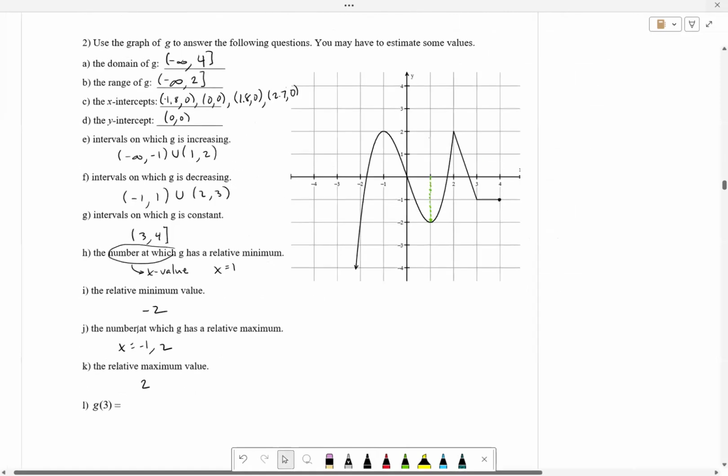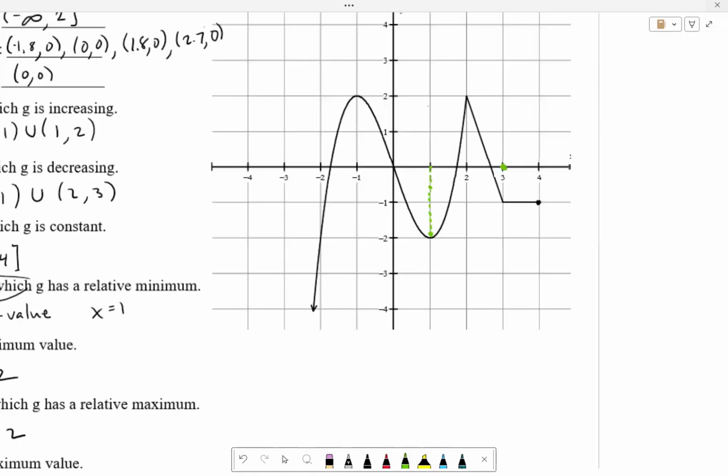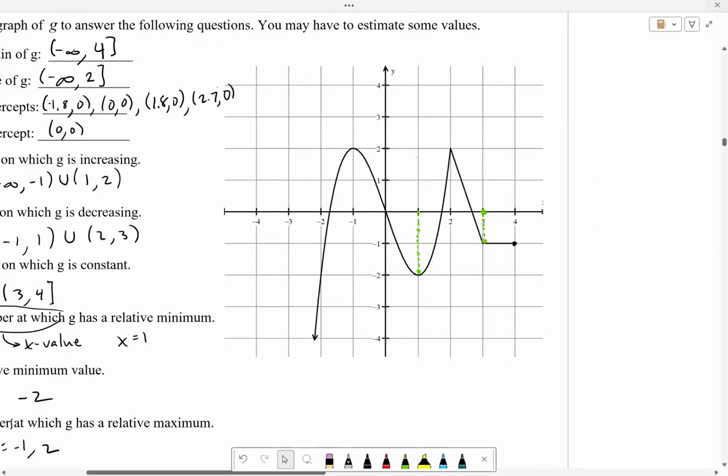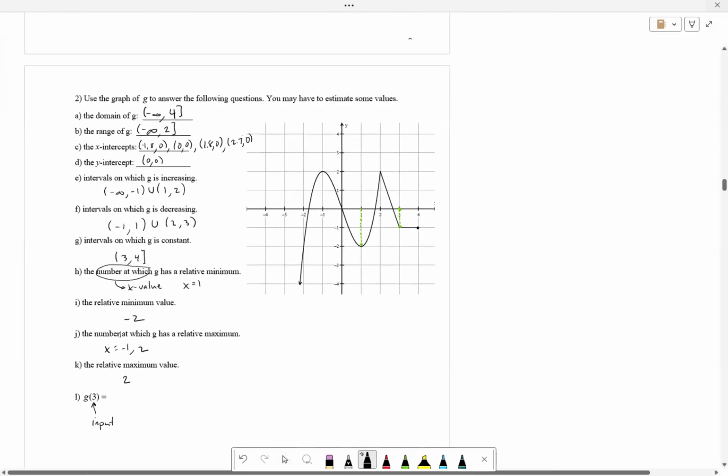And L, g of 3, that's just saying that 3 is the input. So what is the output when you plug in the 3? So I'm going to go to 3 on the x-axis. So my mind is here. I don't actually write this on my paper. This is for instructional purposes only. I say, okay, there's my x value of 3. Now, where does this function have a y value? And you can see that it is right down here. That y value is -1. So g of 3 equals -1.